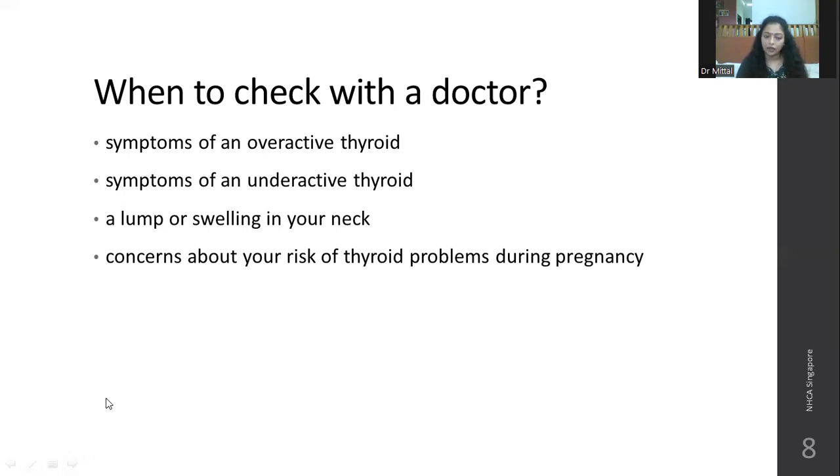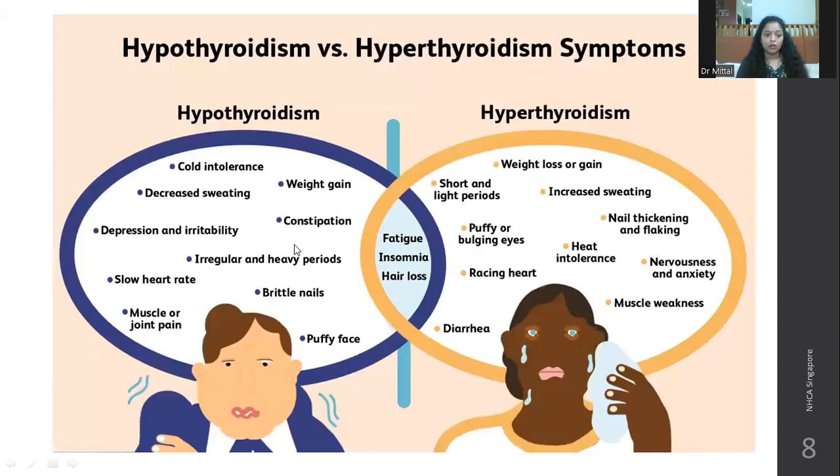Along with the pregnancy, thyroid medications will also be given to the mother, so that the growing fetus's brain development is not affected, or other complications of pregnancy are not overlooked. So these are the symptoms: on the left side, you can see the symptoms of an underactive thyroid secretion, and on the right is the overactive thyroid secretion.